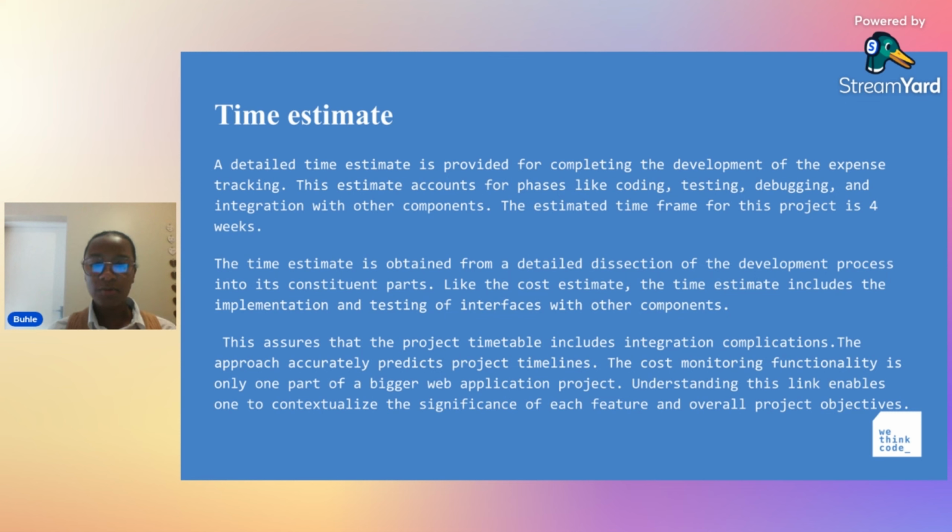This ensures that the project timetable includes the integration complications. The approach predicts the timeline. This cost monitoring functionality is only one part of a bigger web application process. So understanding this link enables one to contextualize the significance of each feature and the overall project objectives.